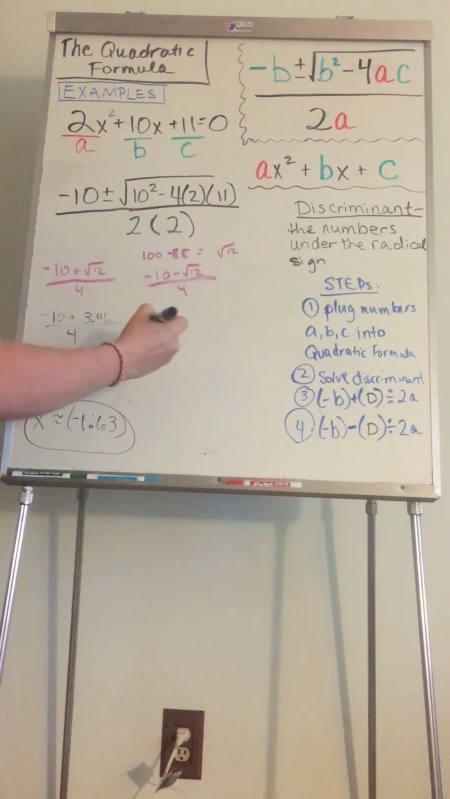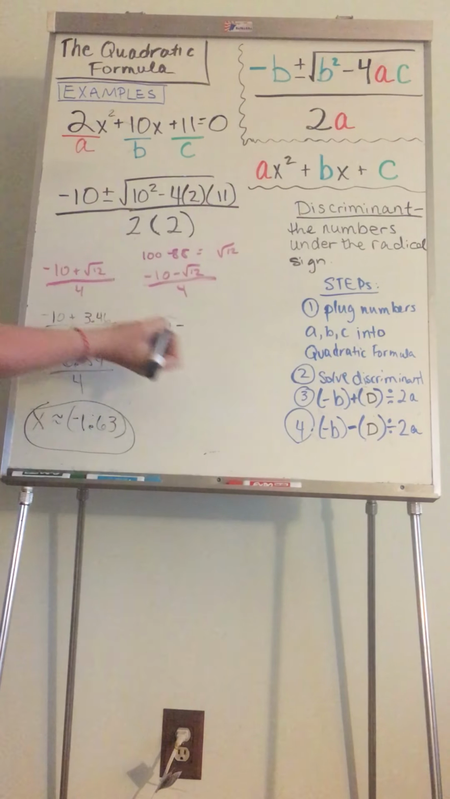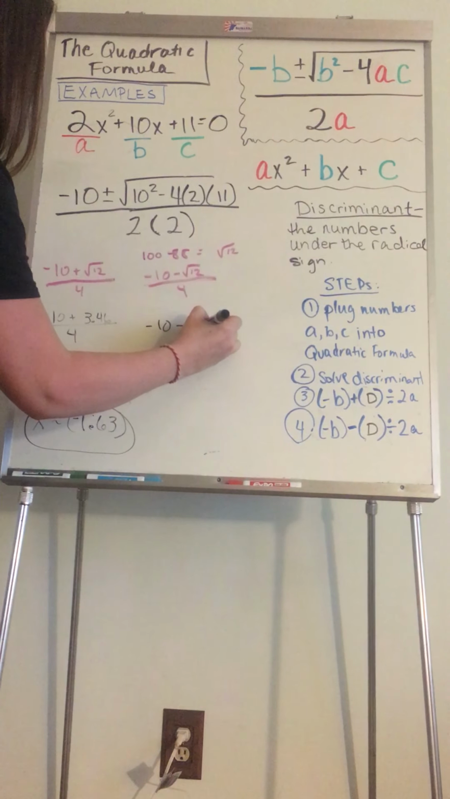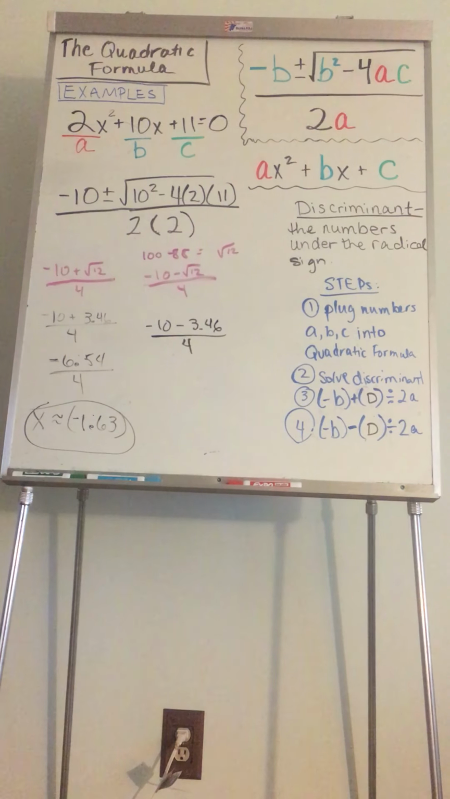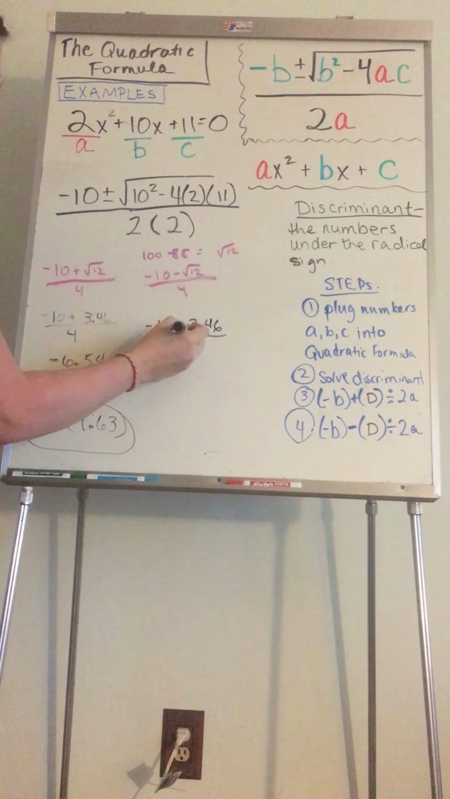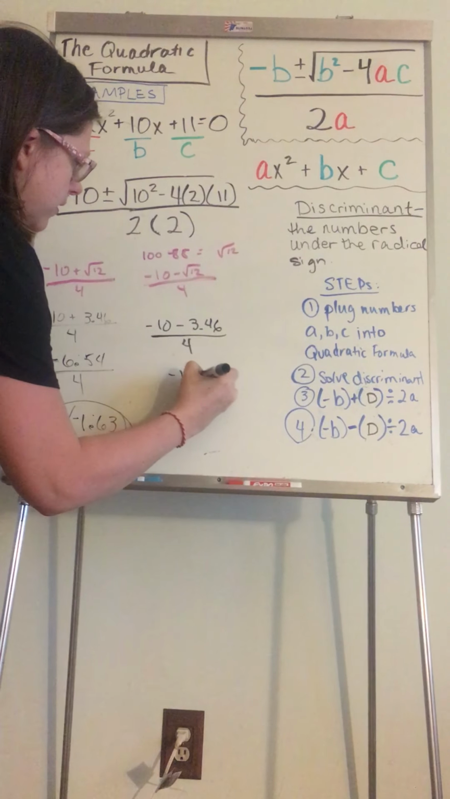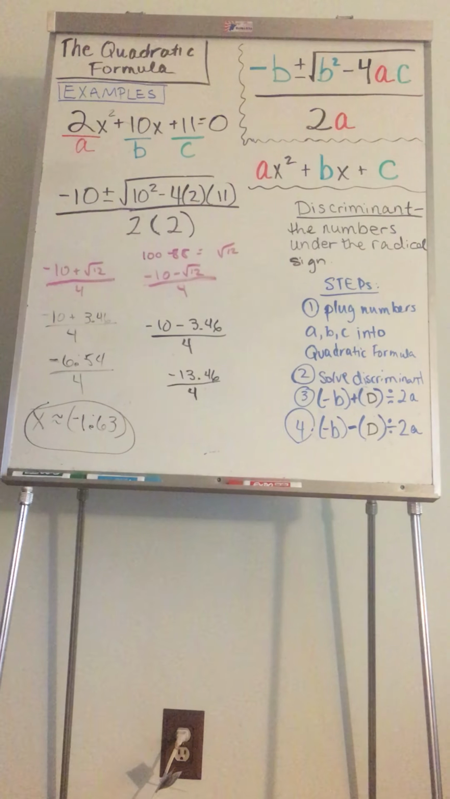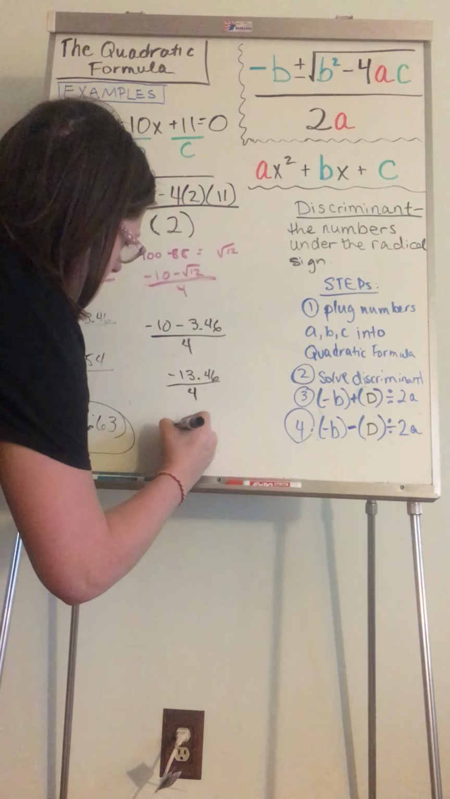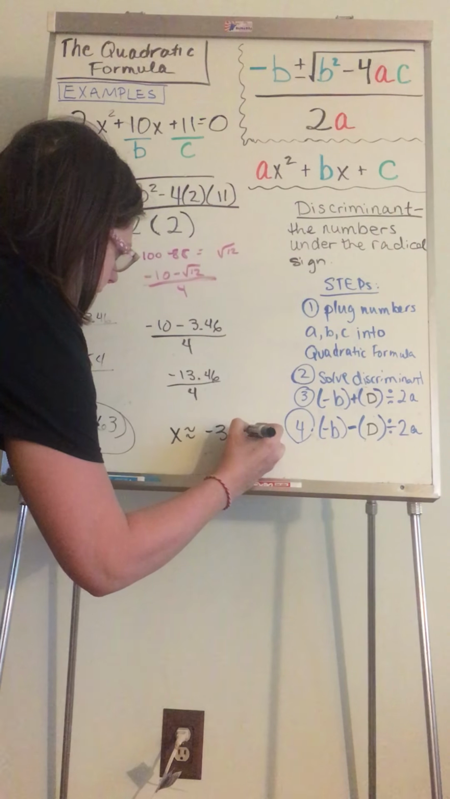So the second problem is we have negative 10 minus the square root of 12, which is 3.46, over 4. What that ends up being is negative 10 minus 3.46, which is going to be negative 13.46, divided by 4. And the answer there is going to be approximately negative 3.37. So x is then again approximately negative 3.37.